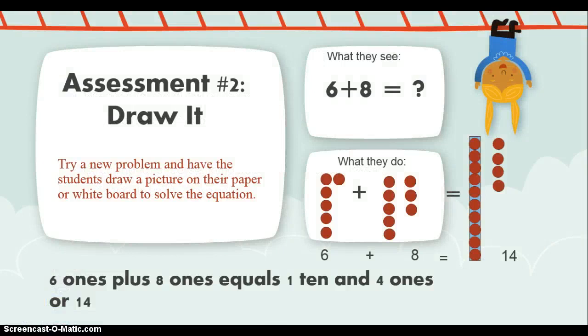Our second assessment is draw it. For this assessment, we're going to try a new problem and have the students draw a picture on their paper or whiteboard to solve the equation. So what they will see on the board is 6 plus 8 equals question mark. They will need to solve the equation. What they will do is demonstrate with circles how many ones are in 6 and how many ones are in 8. Then they need to regroup them into how many tens with how many ones left over. They should find that there are 14 ones altogether, which is 1 ten and 4 ones.